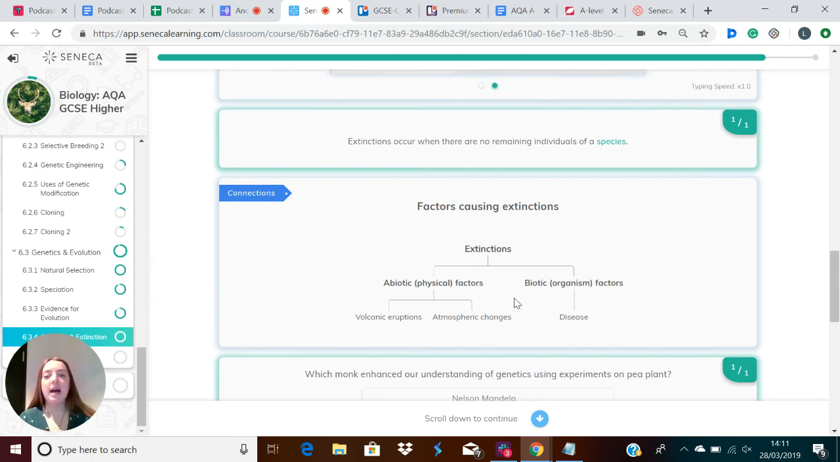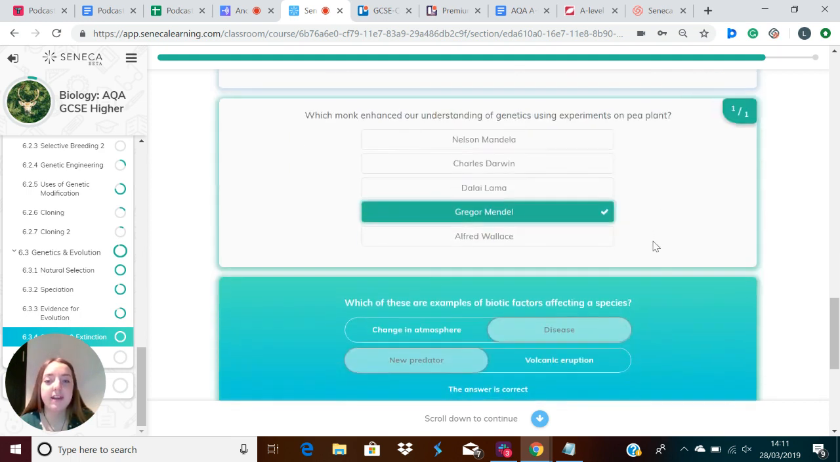So let's have a recap of the factors causing extinction, with extinctions occurring when there are no remaining individuals of a species. So extinctions could be caused by biotic factors, for example, a disease, or they could be caused by physical factors, such as volcanic eruptions or atmospheric changes.